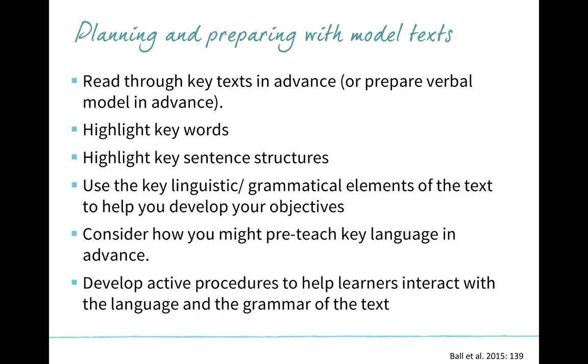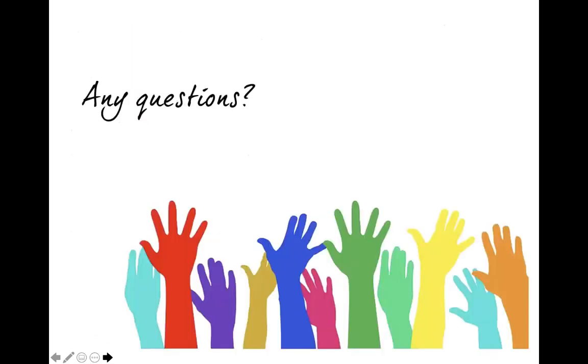So overall, when we're thinking about how to support our EAL learners in the classroom, it's a process. Some of it sits with the planning, where we go to our key texts in advance and identify our keywords and sentence structures, picking out the key linguistic and grammatical elements we want to focus on, thinking about how we might pre-teach key language in advance and support with high quality verbal models and active procedures to help our learners interact with the language and the grammar of the text.